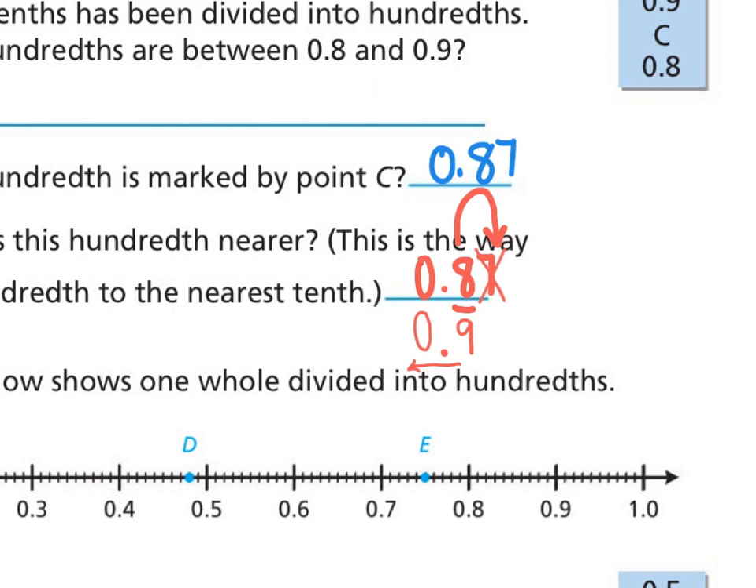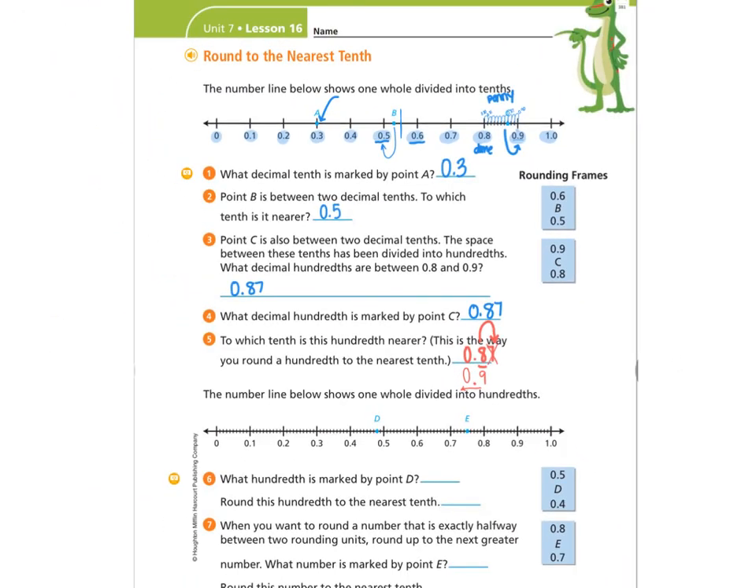Normally when we're rounding whole numbers, we would turn that to 0. But with decimals, do I need to turn that to 0? No, it doesn't add any value to my number. So I'm not going to turn that to 0. I'm just going to cross it out. Now I've proven on my number line that it's closer to 9/10, and I've also used my rounding rhyme to show that it's closer to 9/10.